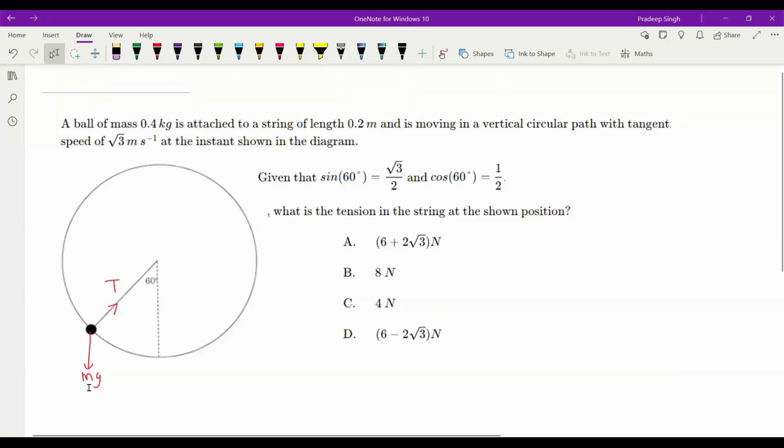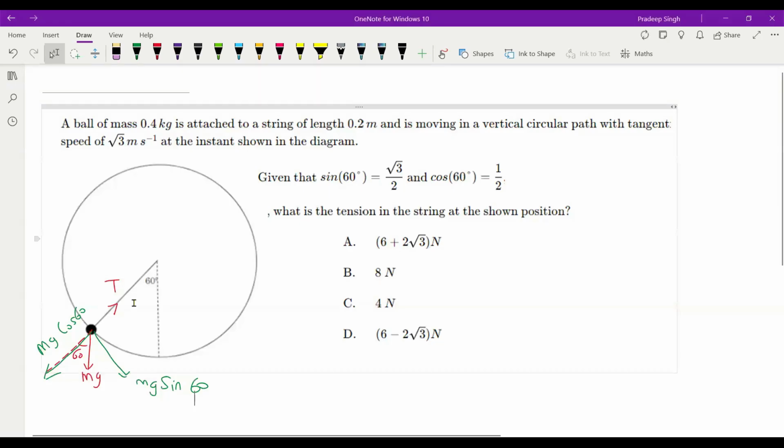So resolve the mg into components, and let me draw a dotted line. So this angle is also 60 degrees. So one component of mg will go along this dotted line, and that will be mg cos 60. And the other component, which is perpendicular, will be mg sine 60.